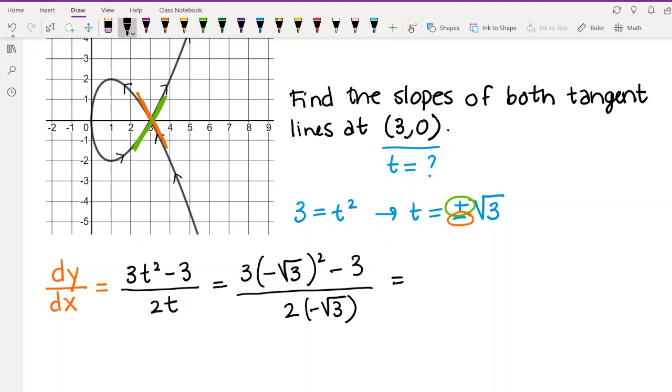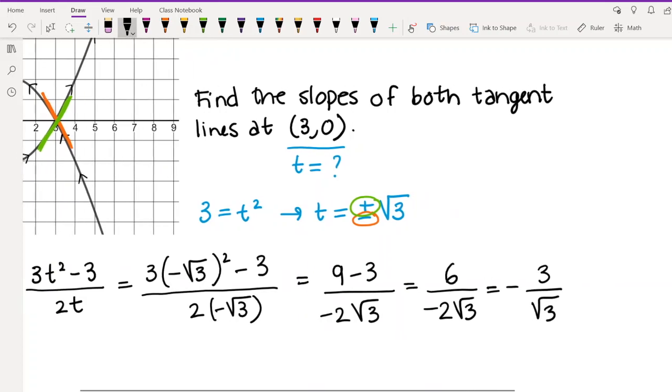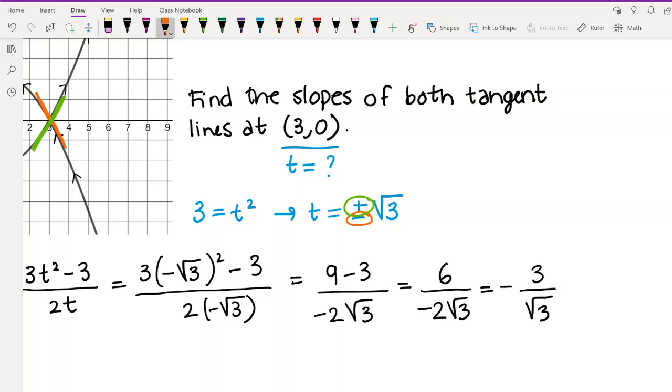So we're going to get 3 times 3, so that's 9, minus 3, over negative 2 root 3. And so that's going to give us 6 over negative 2 root 3, which can also be written as 3 over negative root 3. Or maybe a nicer way to write it would be negative 3 over root 3. Hopefully I'm not off screen. Let me scooch over a little bit. So this is our answer for the negative slope, right? This has a negative slope because it's a negative number. And so that fits with this orange piece.